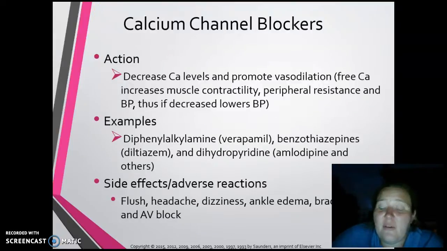Calcium channel blockers, this is another big one that you guys are going to see. So the actions are decreasing calcium levels and promoting vasodilation. Free calcium increases muscle contractility, peripheral resistance, and BP. Thus, if it's decreased, it's going to lower the blood pressure. So you have your meds here. This right here is your Cardizem, your diltiazem. I use that a lot actually.